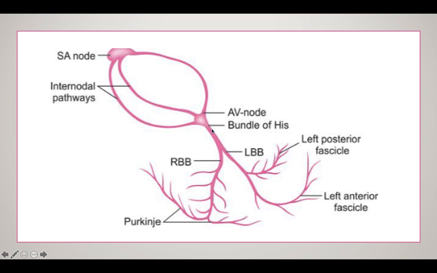The AV node, as you see, goes into the bundle of His. And as you see, the bundle of His is present in the interventricular septum of the heart. I'll show you in the next picture. The interventricular septum gives rise to the left and right chambers of the heart, and the bundle of His fibers will bifurcate into right and left bundle branches, which supply each specific chamber of the heart. And these right and left bundle branch fibers will innervate themselves in terms of Purkinje fibers into the lower myocardium.